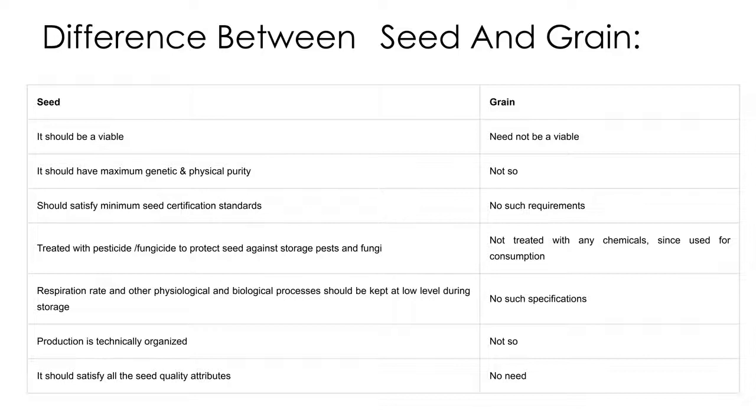Seeds are treated with pesticide or fungicide to protect seed against storage pests and fungi, but in grain it is not required or not recommended because it is consumed. Respiration rate and other physiological and biological processes should be kept at low level during storage in seeds, but not in grains. In seeds, production is technically organized but not in grain. Seed should satisfy all the seed quality attributes, but not in grains.